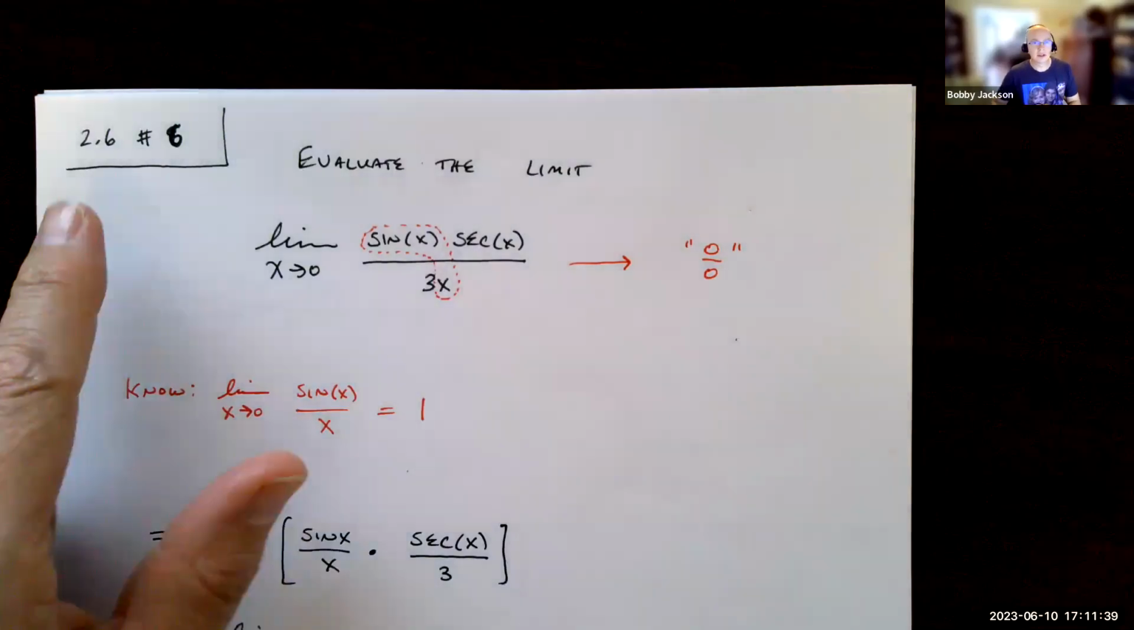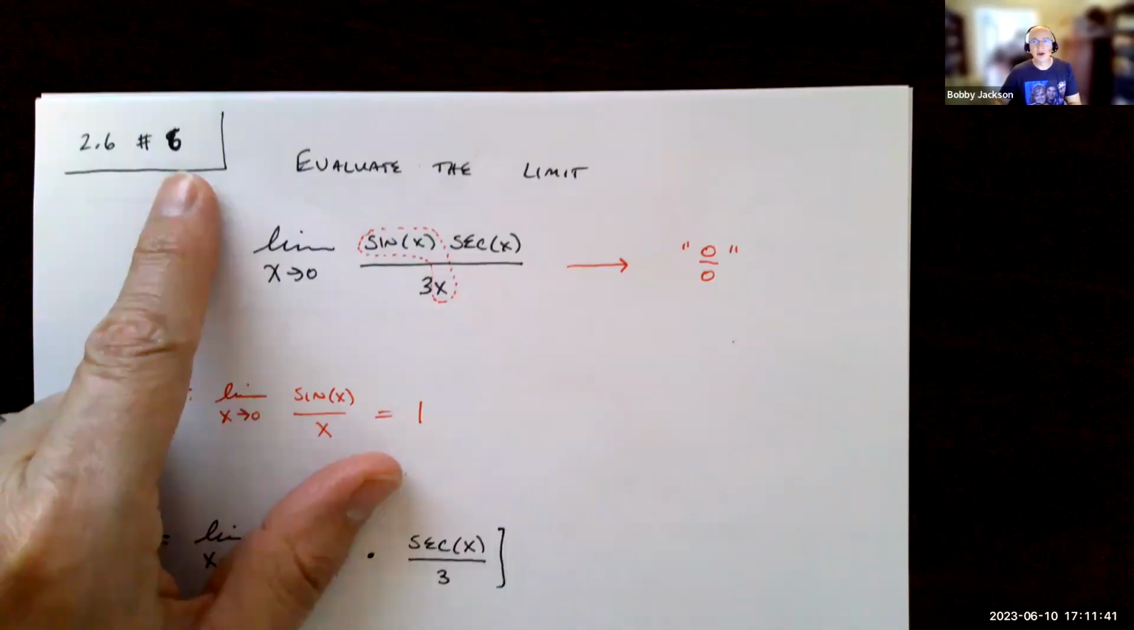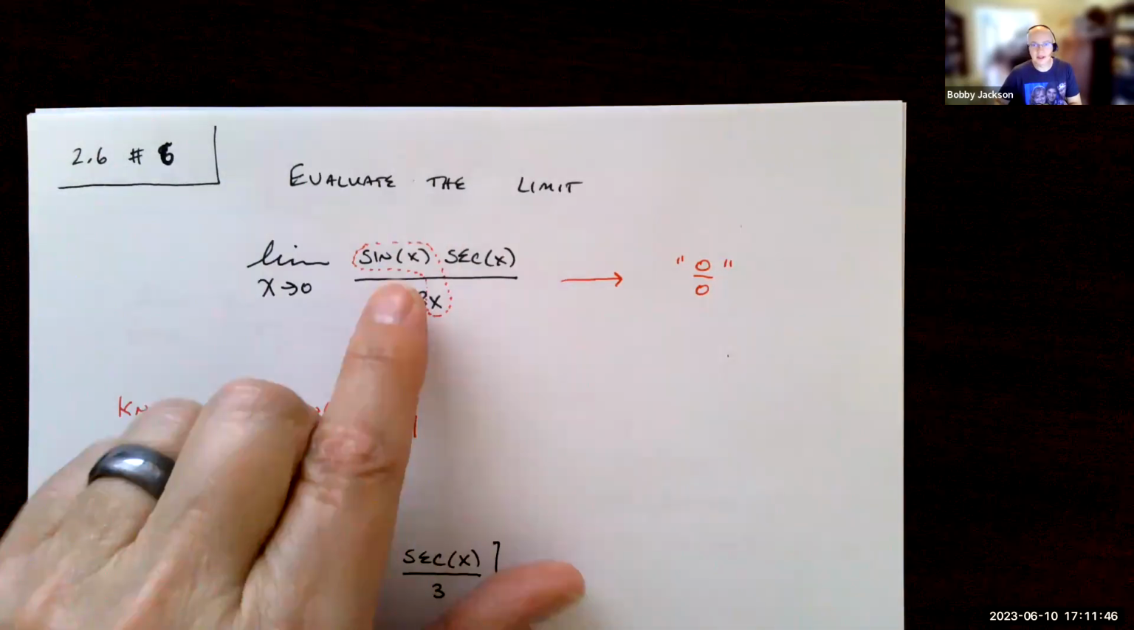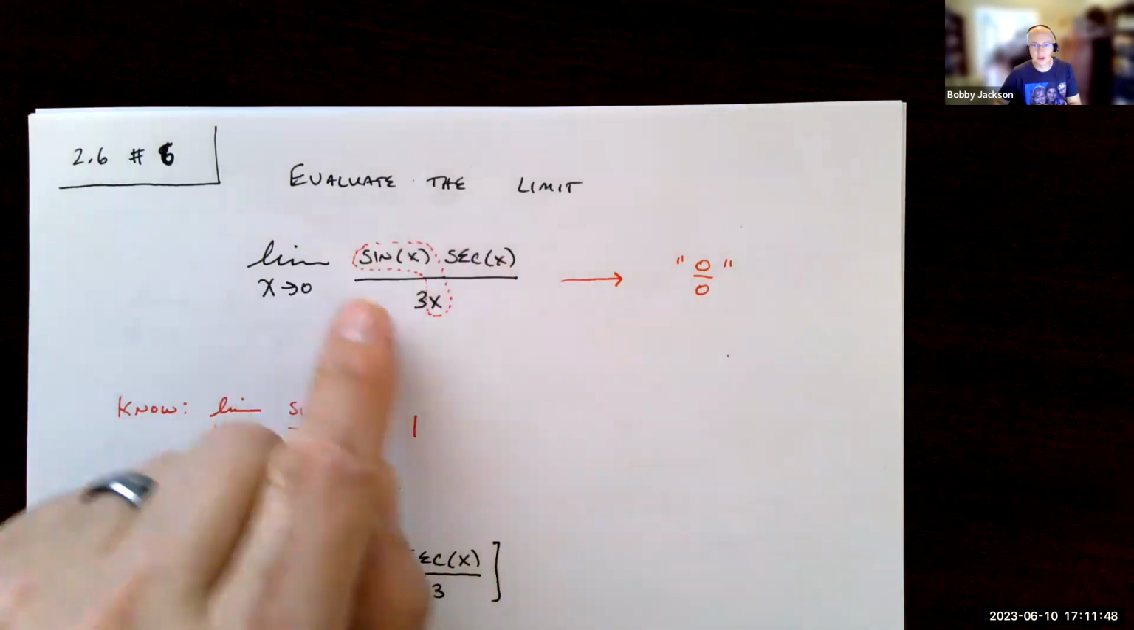Okay, we're going to look at section 2.6, number 6. It's evaluating a limit involving trig functions. You can see we've got sine of x and secant x here. So the limit as x approaches 0 of this whole expression.